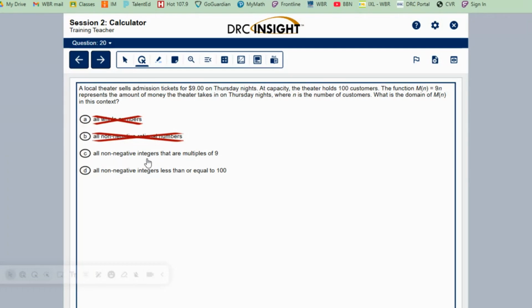Yeah, they could be in a wheelchair. If they're still a person, they'd have to pay for a full ticket. All non-negative integers that are multiples of 9. So are they only going to let 9 people in, 18 people in, 27 people in? Or can you go between those numbers? Right. So that means it's not going to be a multiple of 9. So D is automatically going to be our right answer. But what it says is the non-negative integers, which means 0, 1, 2, 3, 4, less than or equal to 100. Since it only holds 100, that's why this is the correct answer.